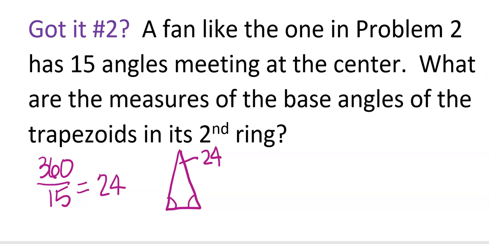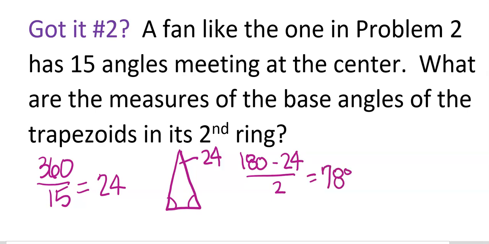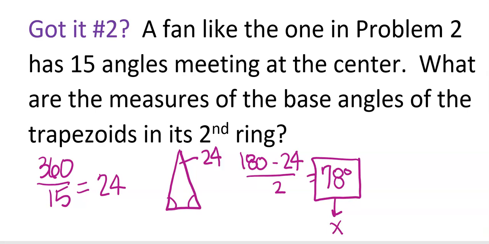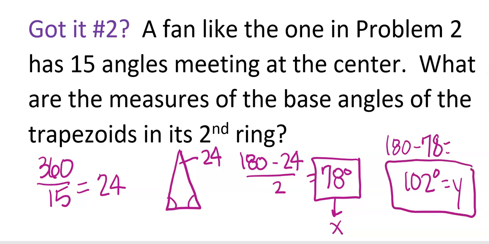We need to find out how much those two are. So 180 minus 24 and then divide it by 2. 78. So that would be x. And then we take and subtract from 180 once again because they are same side interior angles. So 180 minus 78 would be 102. And that would be y. So same process, different first angle, I guess, we're looking at.